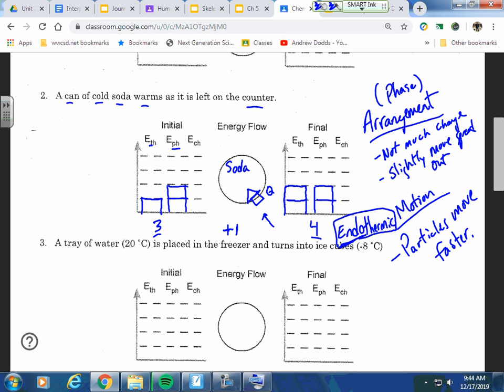So what would be the surroundings for the soda? Can anybody tell me that? Air. Counter. Can. Good. All right. So that's what we do for each one of these.